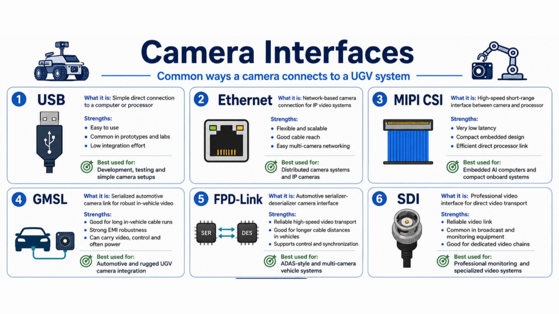GMSL and FPD-Link are designed for automotive camera integration. They support longer cable runs, low latency, synchronization, and strong resistance to electrical interference. SDI provides a reliable, dedicated video connection and is mainly used in professional monitoring systems. For production unmanned ground vehicles, GMSL or FPD-Link are generally recommended for rugged navigation and perception cameras.